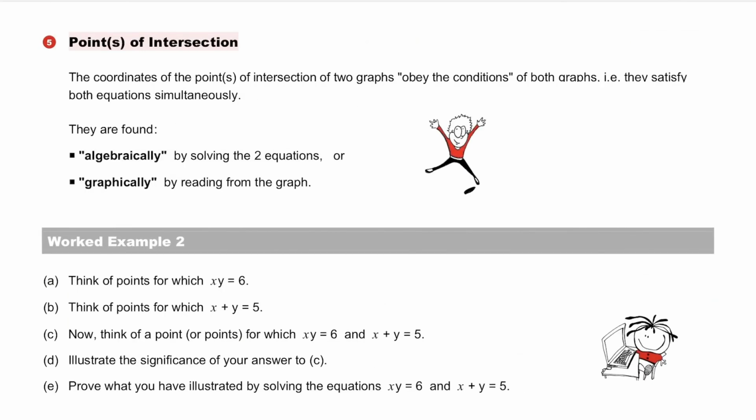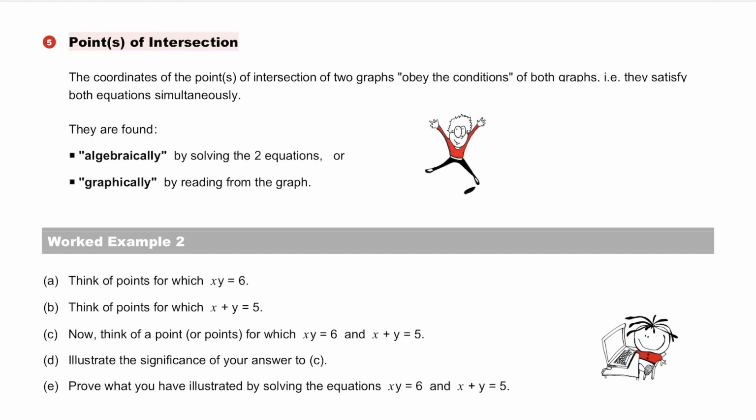What about points of intersection? Points common to both graphs. The coordinates of the points of intersection of two graphs obey the condition of both graphs. It must be that. They must satisfy both equations simultaneously. Simultaneously means at the same time. These are either found algebraically by solving the two equations or graphically by reading from the graph.